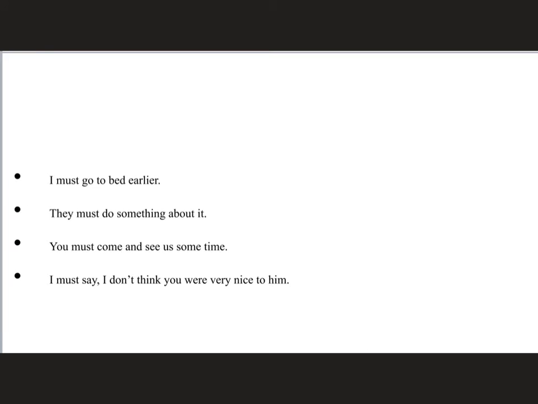Let's see some example sentences. I must go to bed earlier. They must do something about it. You must come and see us sometime. I must say, I don't think you are very nice to him.